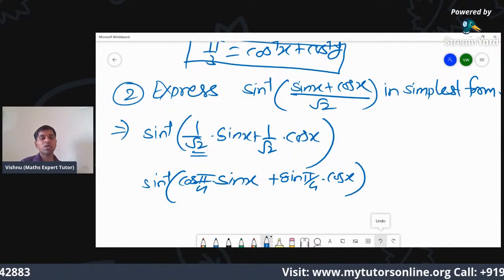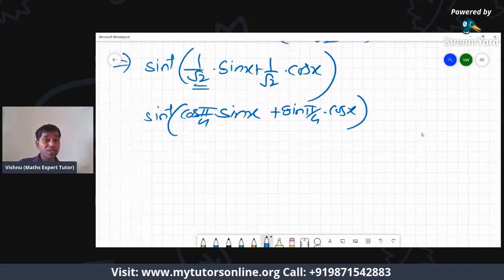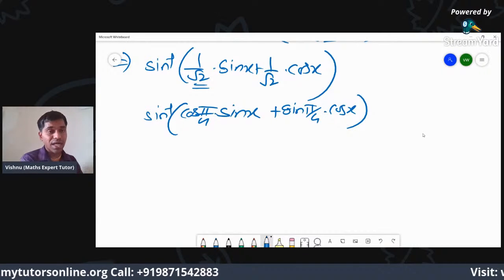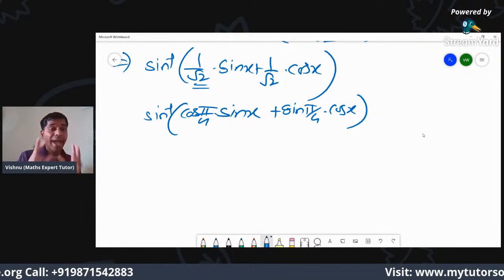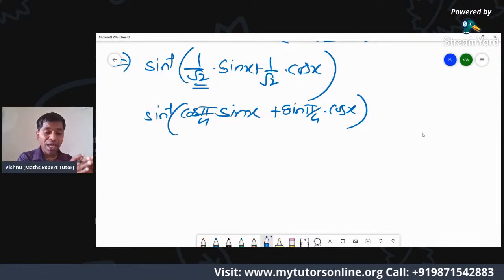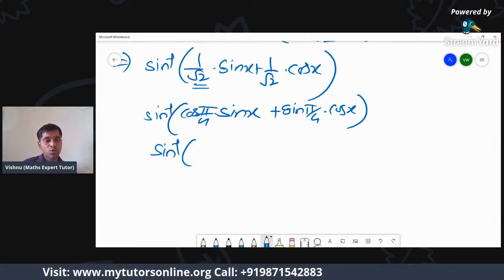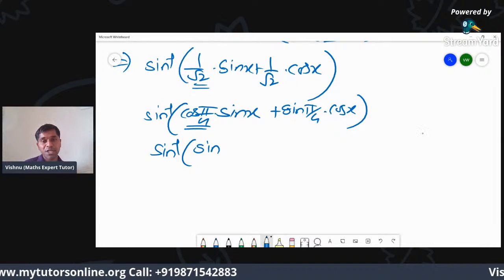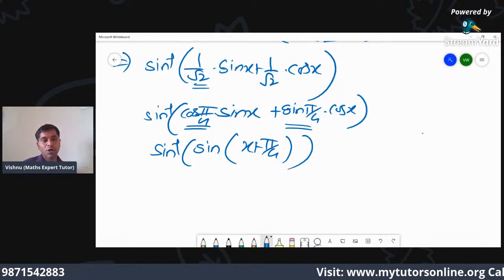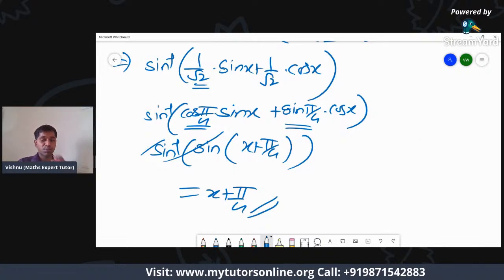Somebody will say, sir, why not here cos and here sine? Yeah, no problem, you can go ahead. Our aim is to find the simplest form. Therefore, sine inverse outside means the angle should be in terms of sine. That's why I can cancel sine inverse and sine. That is why I will use sine here, cos and here sine. That is the reason. So sine of x plus pi by 4, I can cancel this. This is x plus pi by 4 in simplest form.